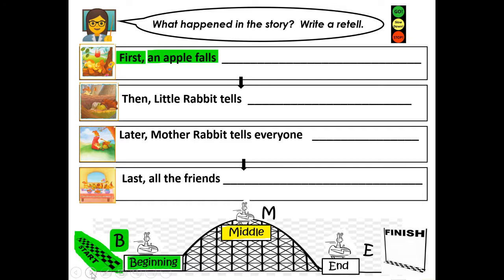Now we're going to slow down. We're at the middle of the story. Middle. So yellow means slow down. Then little rabbit tells. So say your complete sentence, push pause, write your complete sentence, and when you're done writing your first yellow sentence, push play.